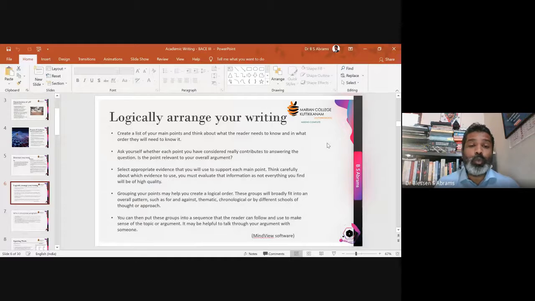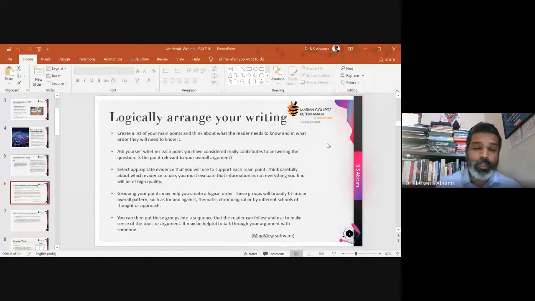Think carefully about which evidence to use, because you have done a lot of research. You have taken down a lot of notes on the point which you want to stress on. And finally, you are deciding on which evidence I should add to my paragraph. That is very important. So think very carefully about which evidence to use. You must evaluate that information, as not everything you find will be of high quality.